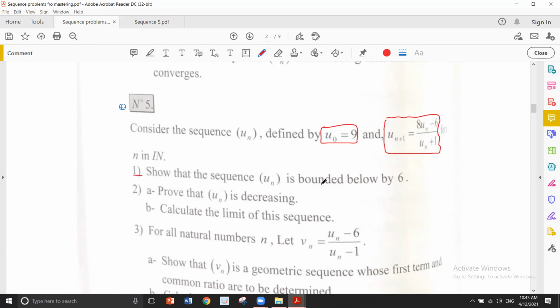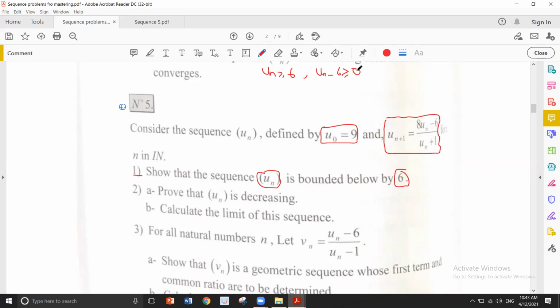Part 1. Show that the sequence un is bounded below by 6. What do we mean by un is bounded from below by 6? It means un is greater than or equal to 6. How to prove un greater than or equal to 6? I have to prove un minus 6 is greater than or equal to 0.